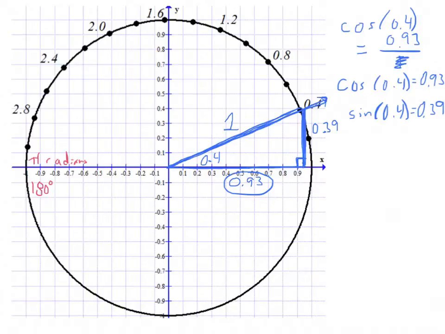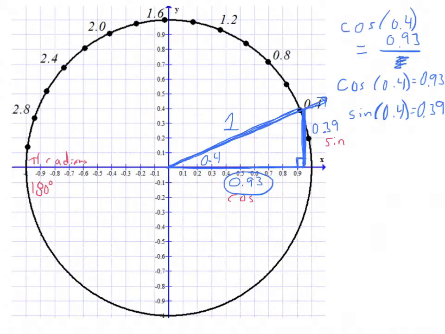I just did that. Turns out on the calculator, the cosine of 0.4 is 0.921. The sine is 0.389. We got incredibly amazing estimates by looking at this picture of the unit circle and understanding that the cosine is always going to be found by looking at the x component, and the sine is always going to be found by looking at the y component.